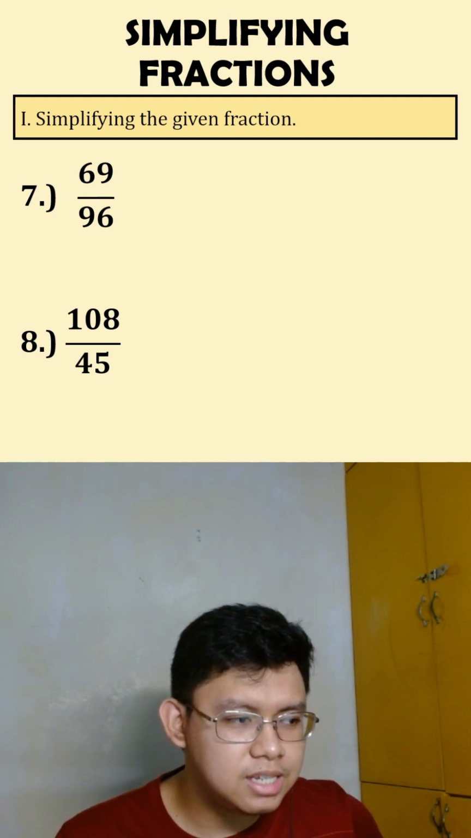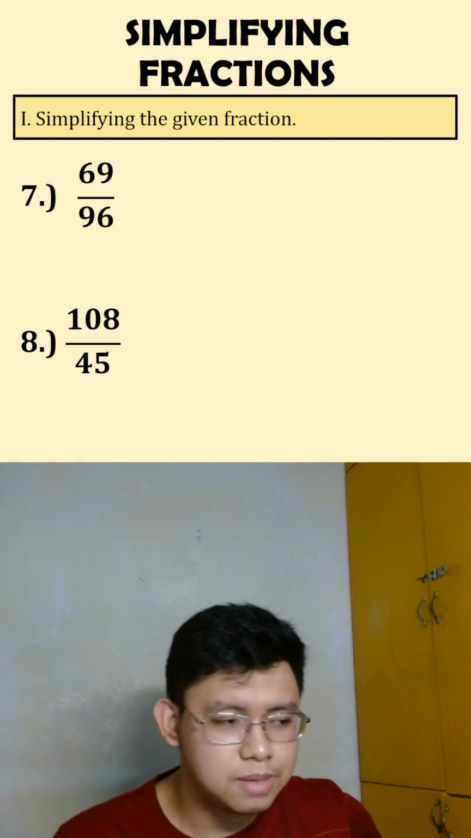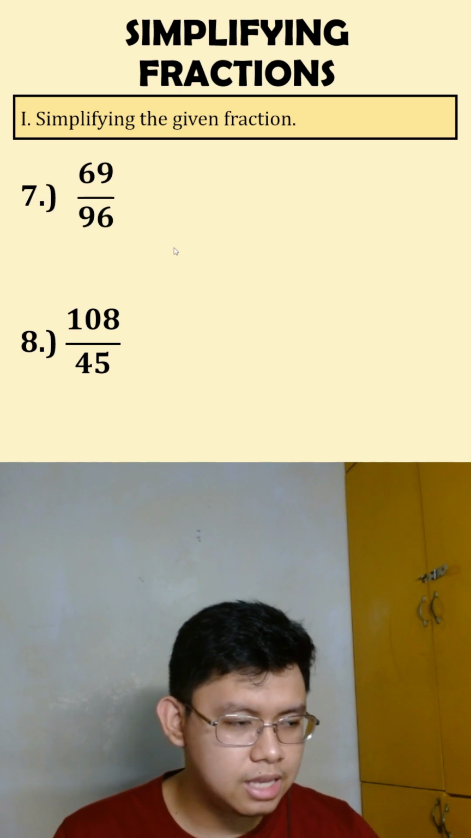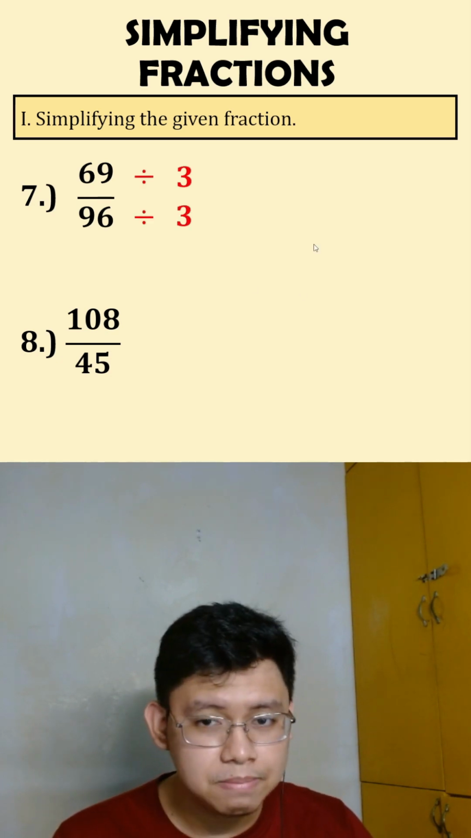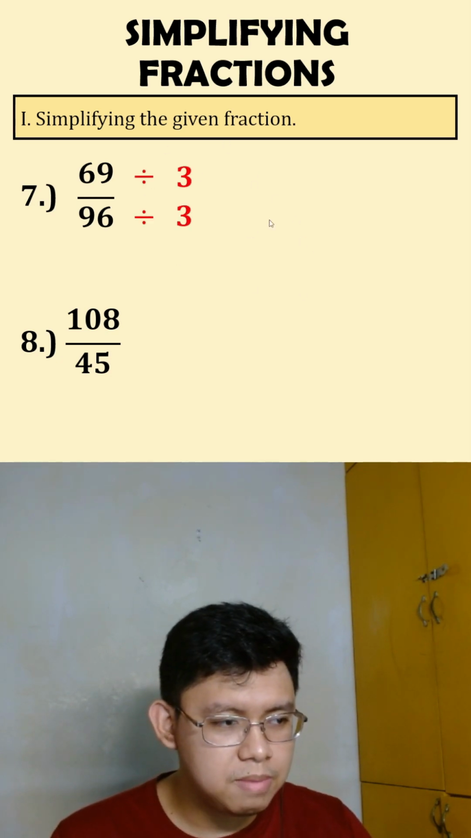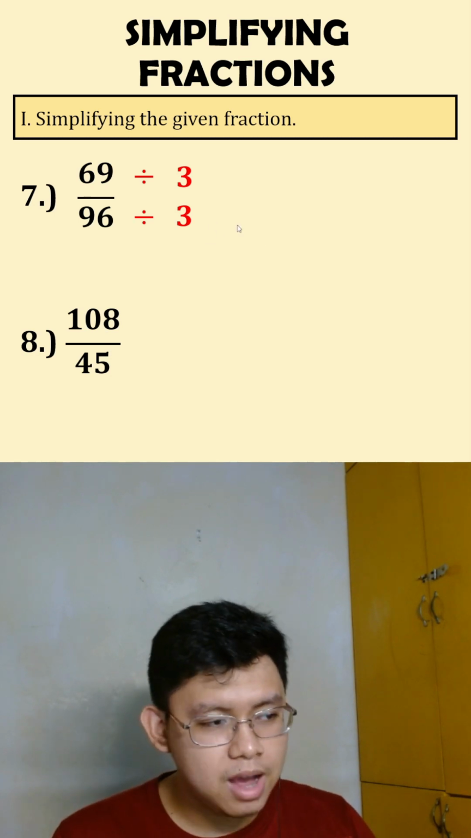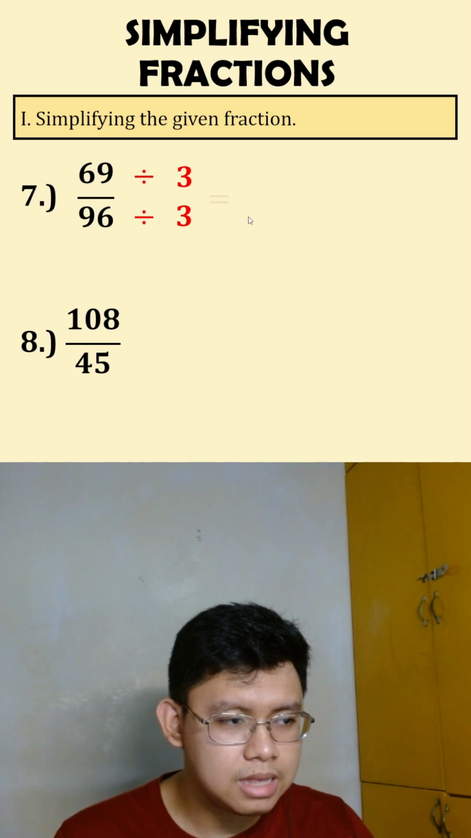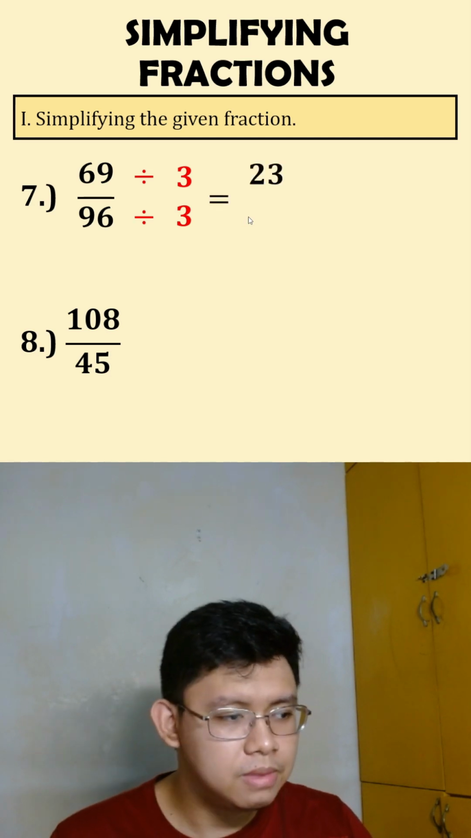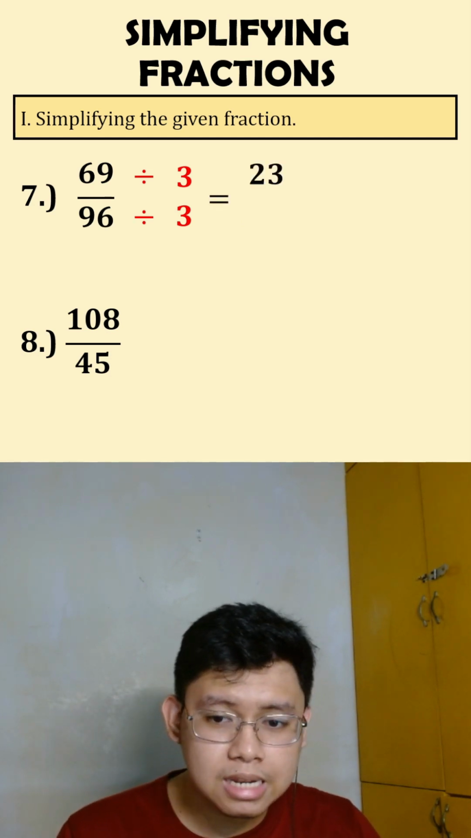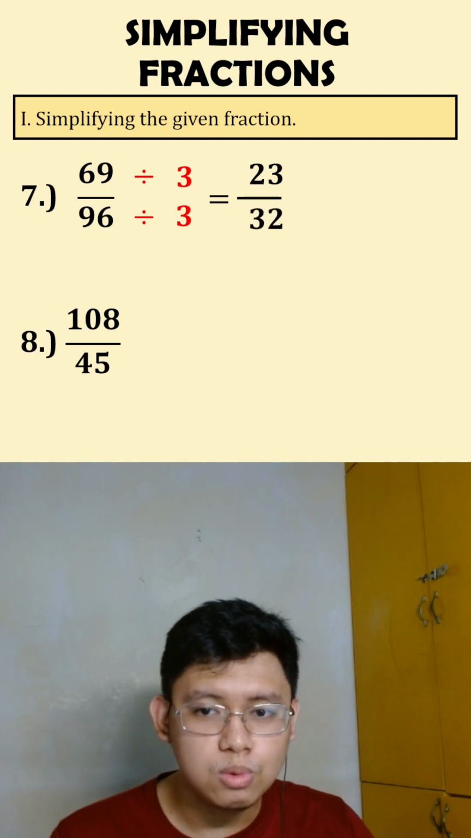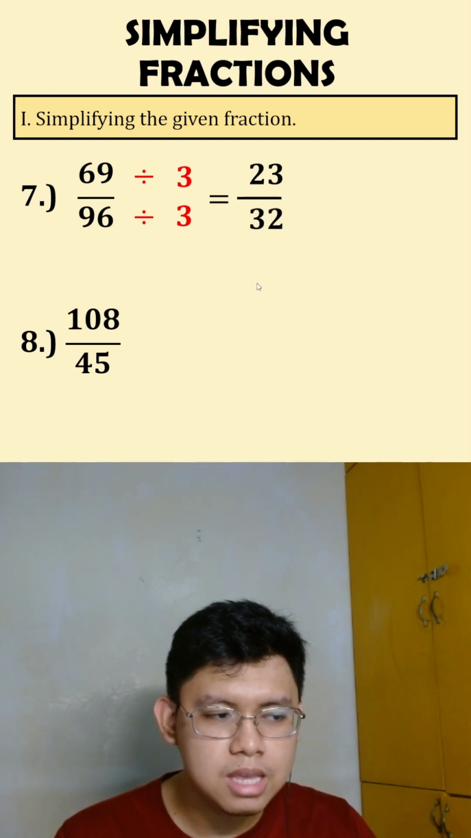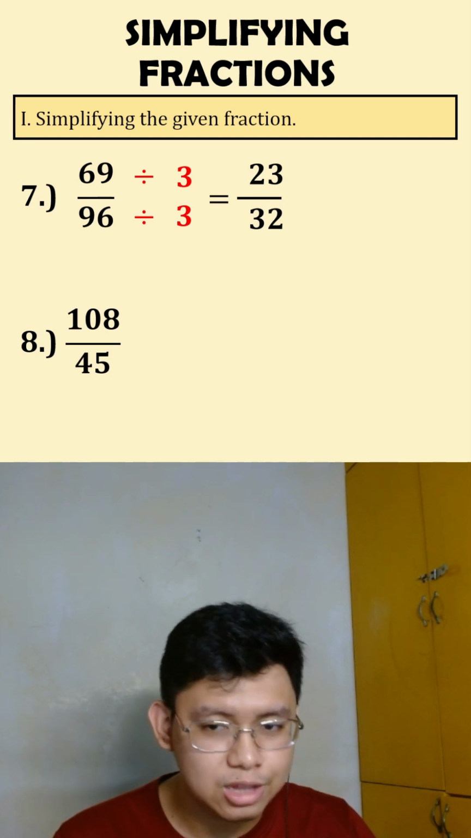So, let's simplify 69 over 96. So, isip tayo ng greatest common factor niya. Ang greatest common factor nila is they are both divisible by 3. So, since divisible by 3 sila, let's divide both numerator and denominator by 3. 69 divided by 3 will be equal to 23. 96 divided by 3 will be equal to 32. So, our simplified form of 69 over 96 will be equal to 23 over 32.